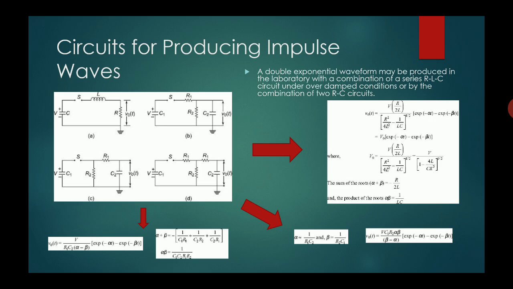The equation for the first circuit is given on the right side, and for circuits B and C it is given below. These are the different values for the circuits. The only thing is that the exponentials will be different, so the alpha and beta for every circuit would be different. This is what the equation is all about.